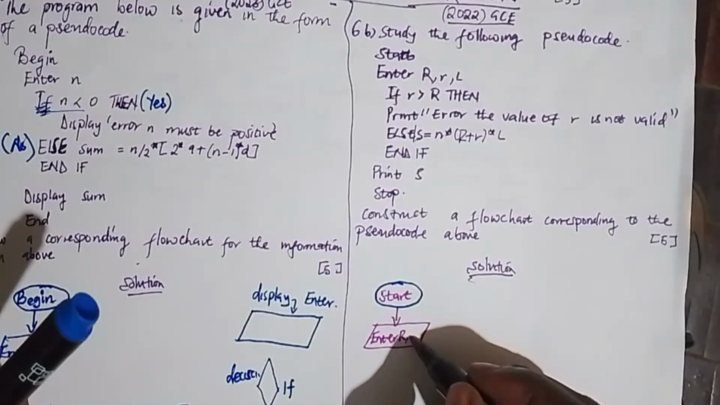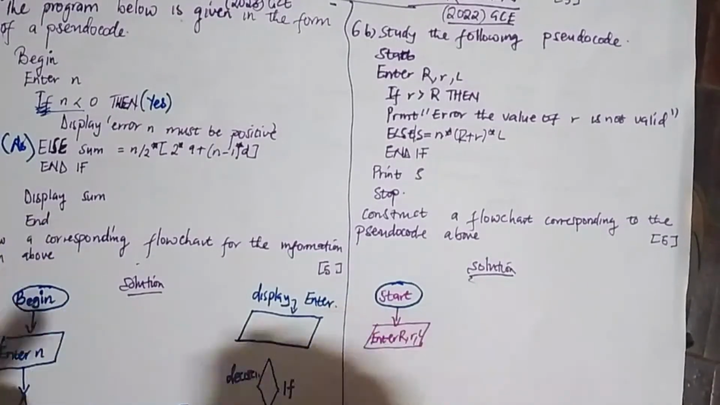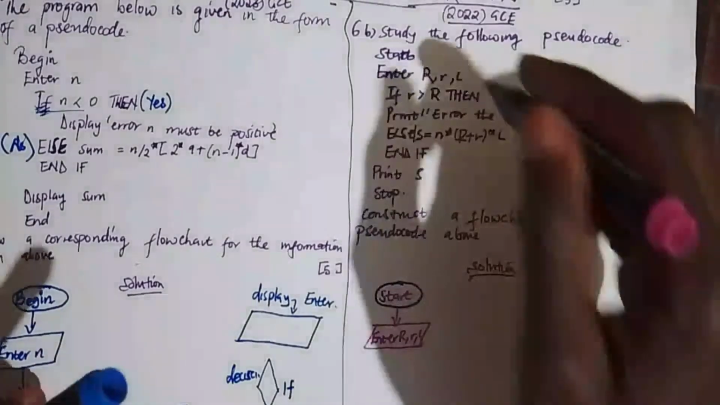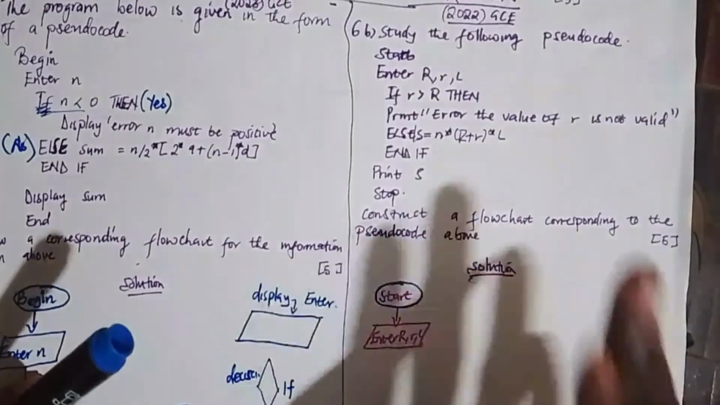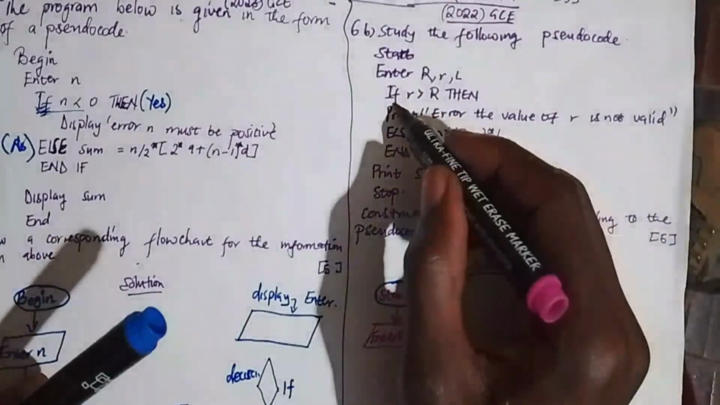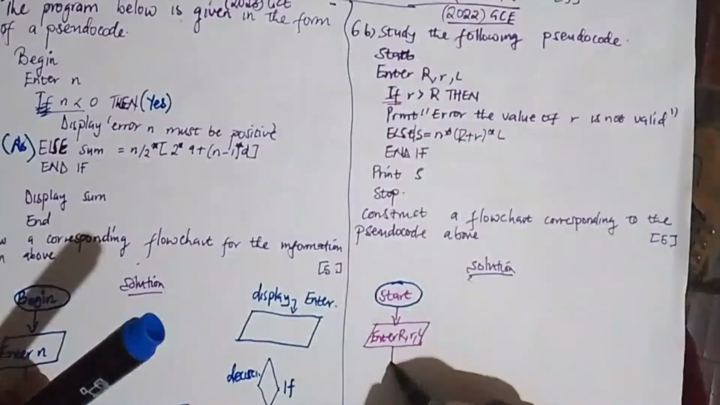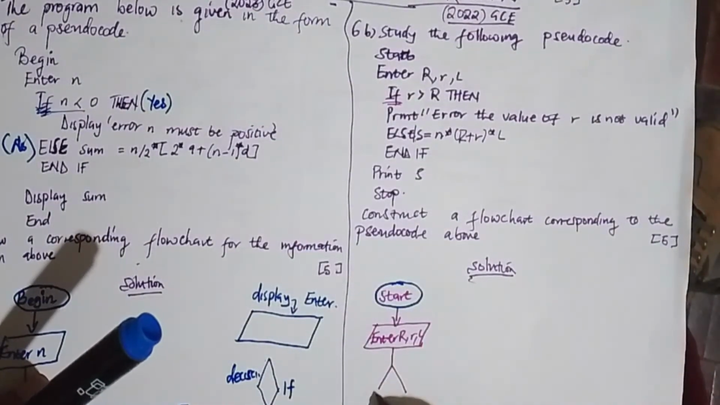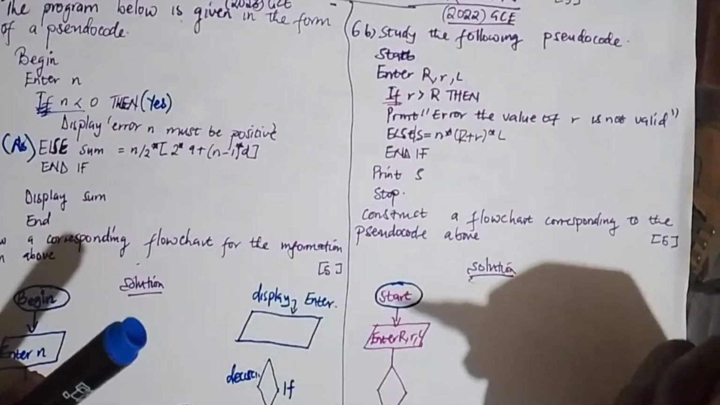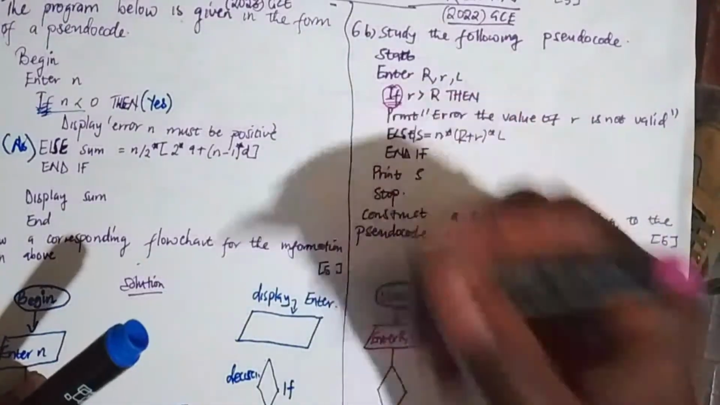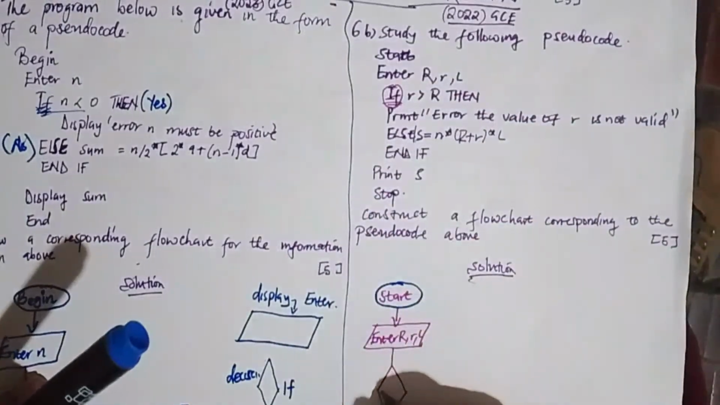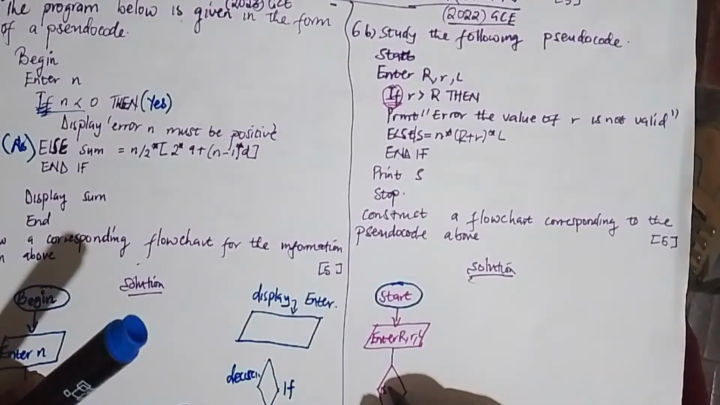R, comma, R, comma, L. So don't change anything. Whatever is here is what you should do right here, except if. Since we have if, meaning the next symbol is a diamond, we are going to change if to is. So instead of writing if, we say: is R greater than bigger R?